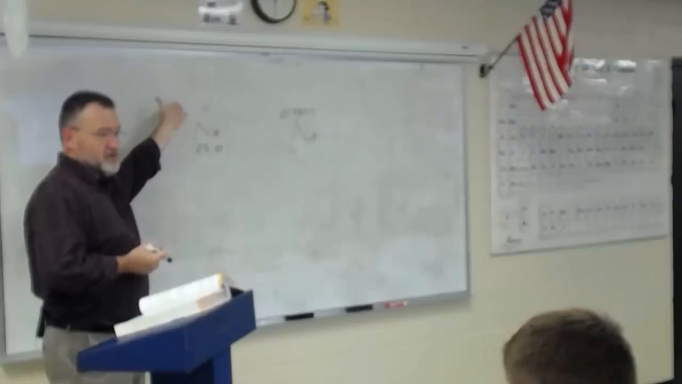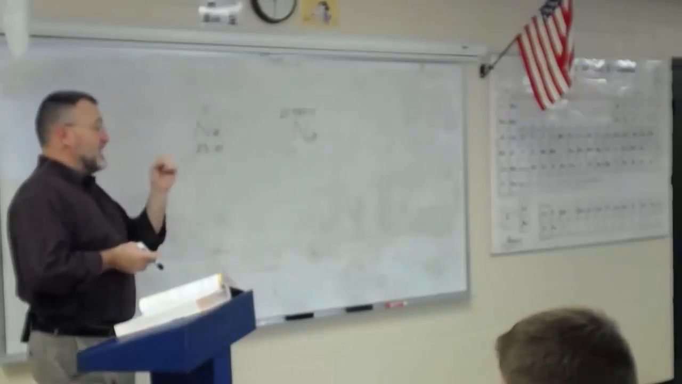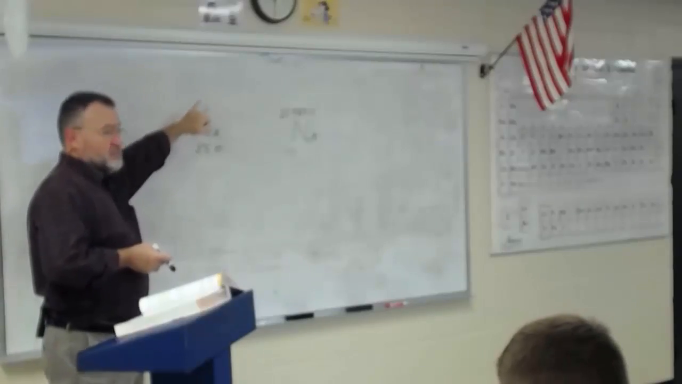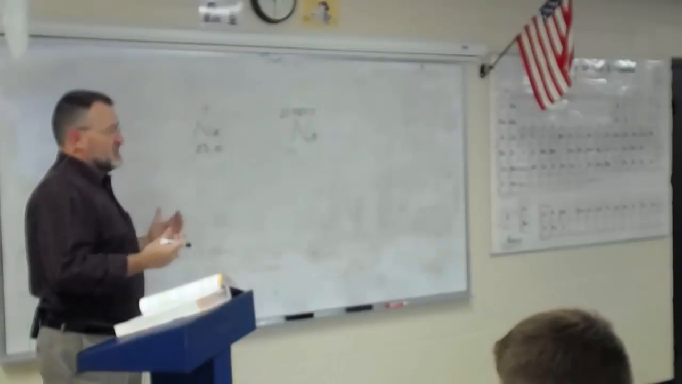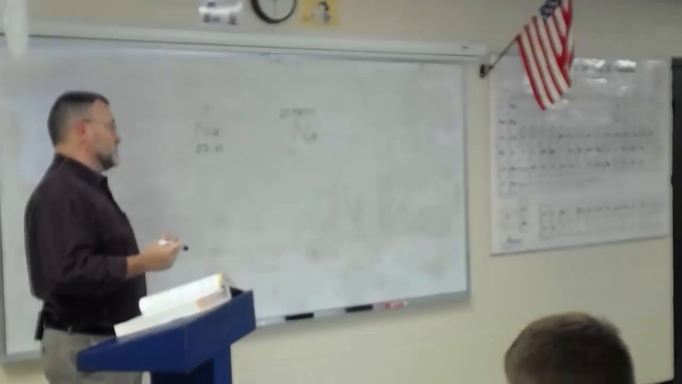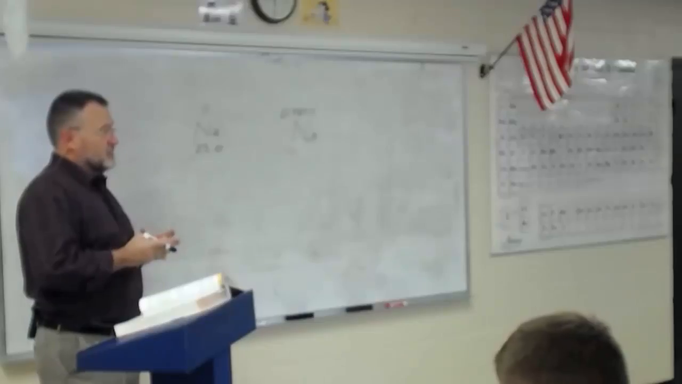Okay? So every element, you can create ions of every element. And I could have a sodium atom that doesn't have 11 electrons. It would still be sodium, it just would not have 11 electrons. If it had 10 electrons, it would be a positive 1 charge. If it had 12 electrons, it would be a negative 1 charge. But it would still be sodium.